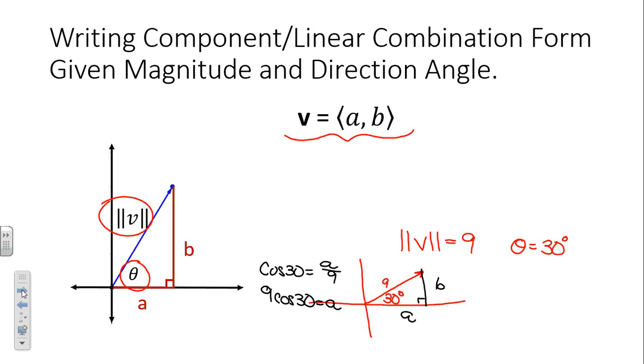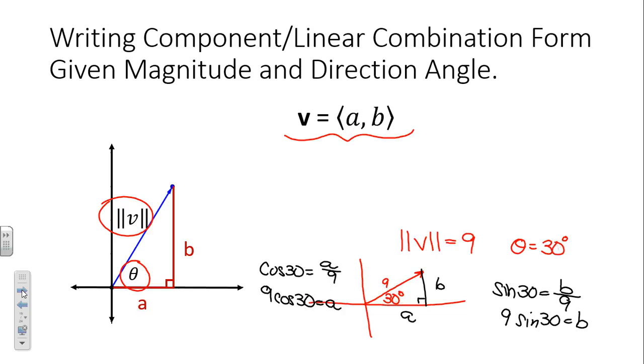How would we find B? So once we had A, we could use the Pythagorean theorem to find B, but let's use the same idea. How is B related to 30 and 9? The sine of 30 would be equal to the opposite over the hypotenuse, and we want to get the B by itself. 9 times the sine of 30 would be equal to B.